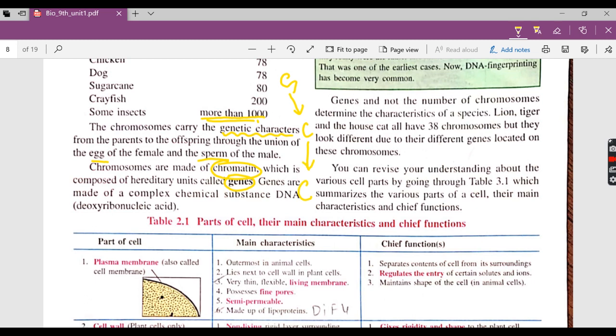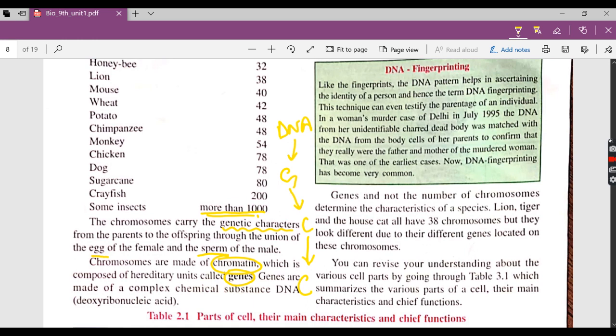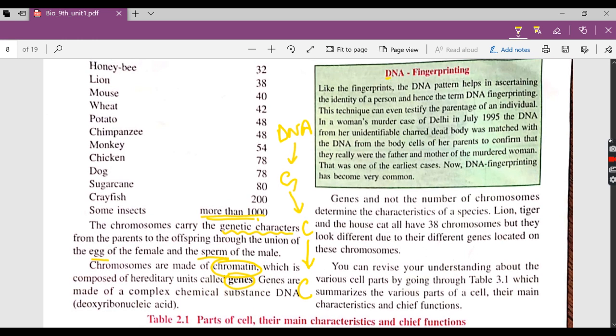Genes are made in turn of chemical substance known as DNA, and we all know that DNA is the full form of deoxyribonucleic acid. So the DNA makes up the genes, which makes up the chromatin, which makes up the chromosomes. You can further read about DNA fingerprinting and its role in forensic sciences in today's time.